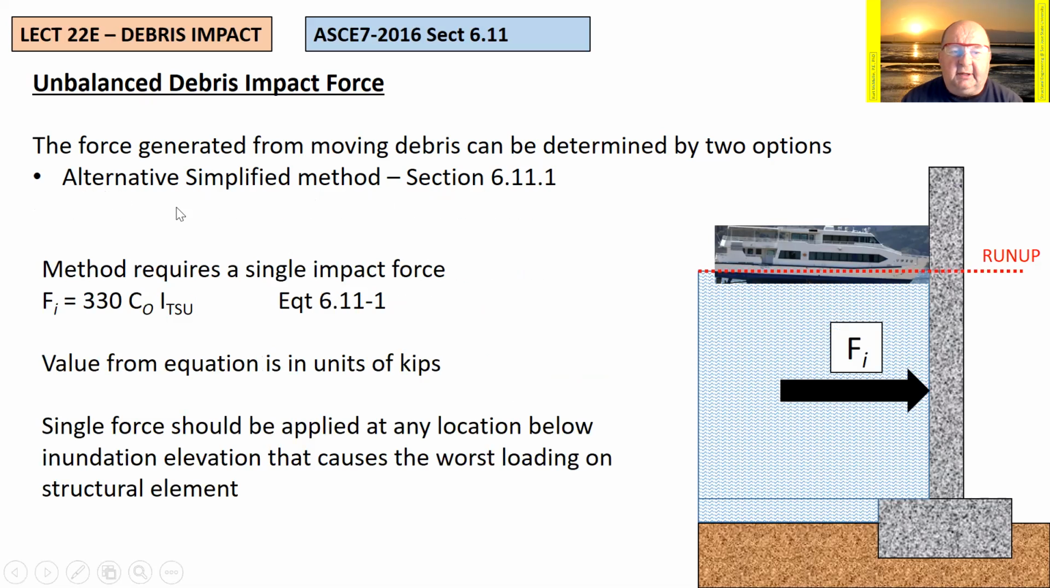So let's start by looking at this alternative simplified method, which has a very basic formula that the impact force is going to be 330 times C sub O times I tsunami. This value comes out in kips, and it's going to be a single force that we need to consider being applied to our structure anywhere that creates the worst loading on the element that we're considering at the time.